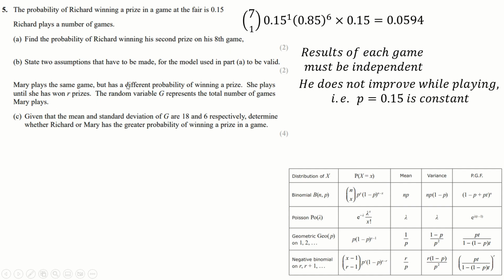Next, Mary is playing the game, but has a different probability of winning. She plays until she's won R prizes. Now, that's a negative binomial distribution. So, okay, let's keep that in mind. Variable G represents the number that she's won. The mean and standard deviation are 18 and 6.